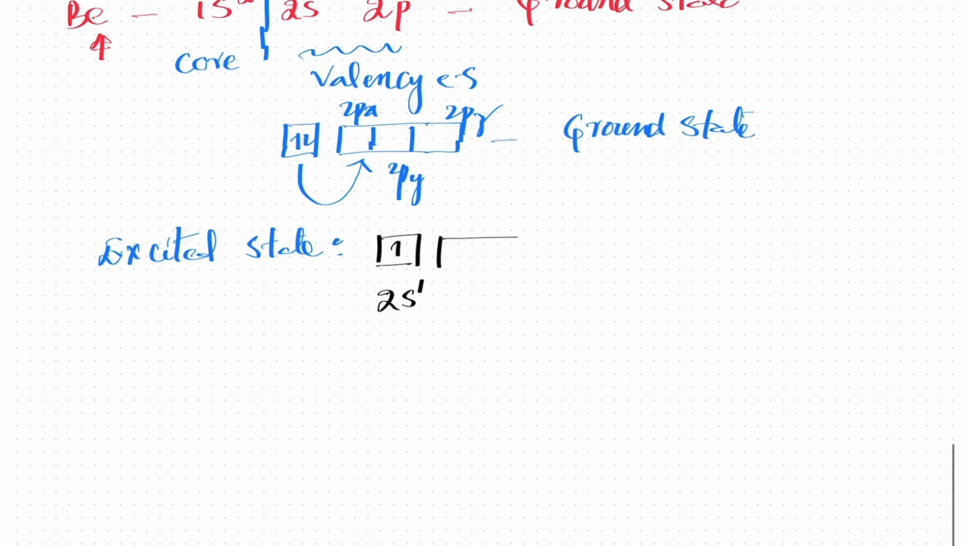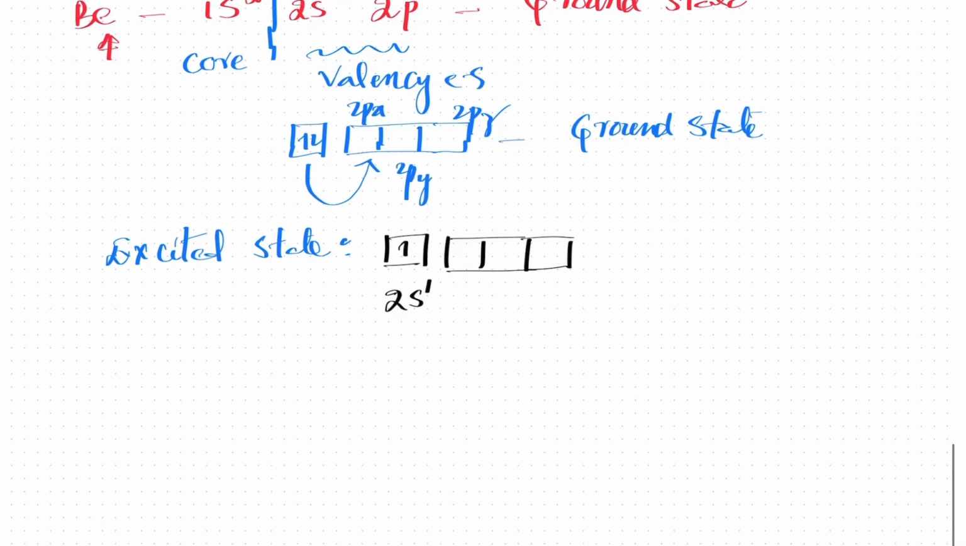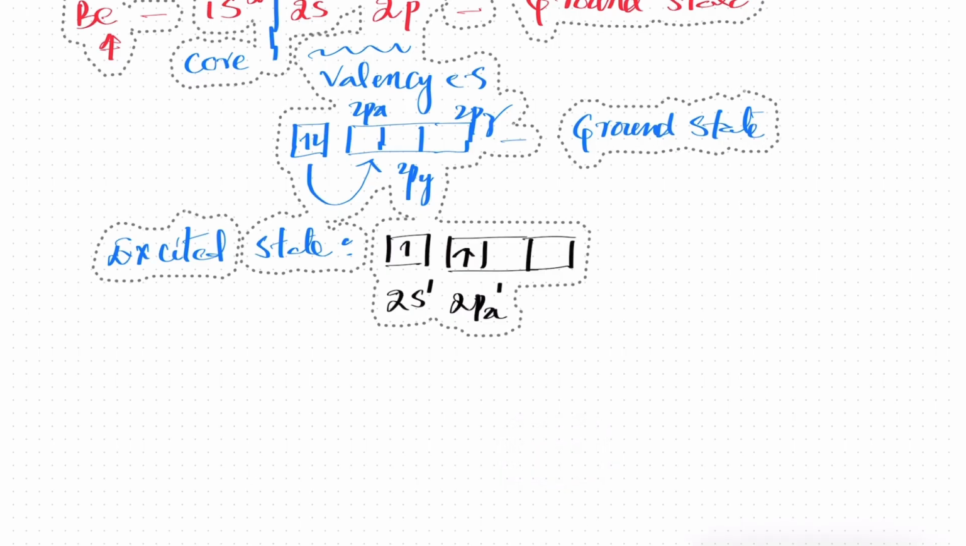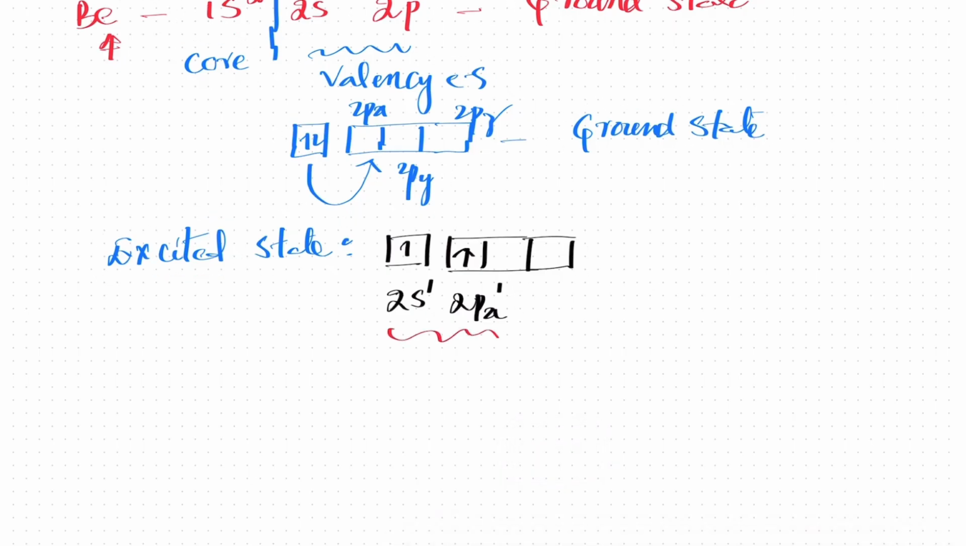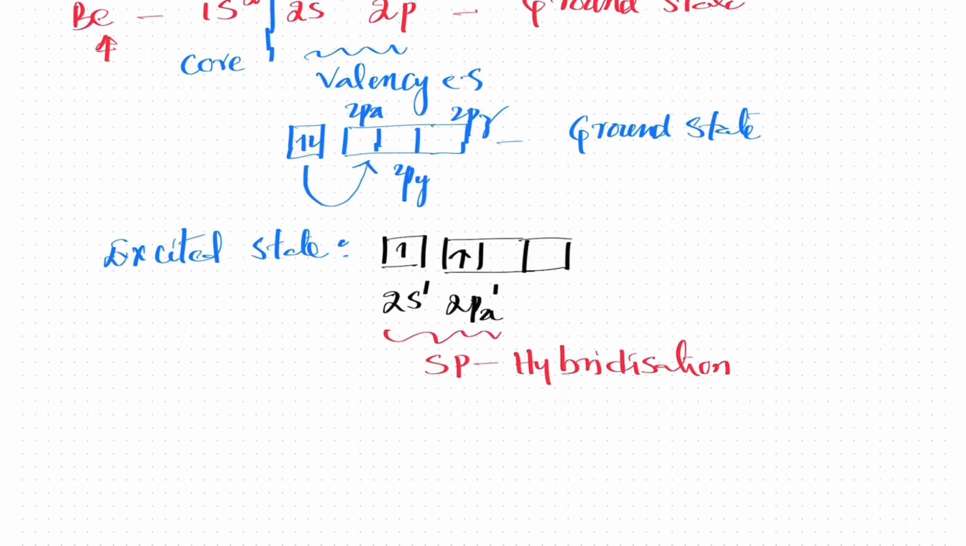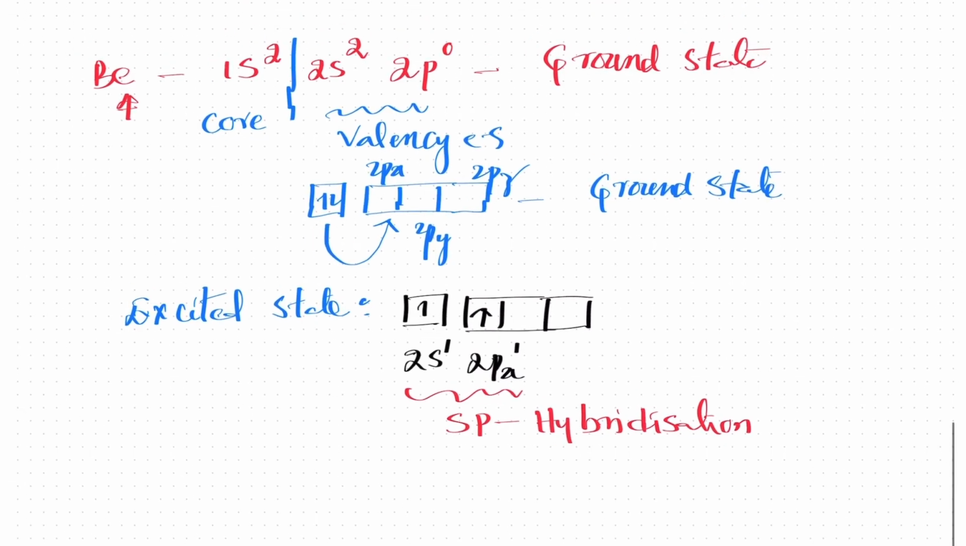And in the p orbital, that is the 2p orbital, we can see one unpaired electron. That is 2px1. Now we can see the 2s orbital and 2p orbital intermix, and from here we get sp hybridization. So what are these orbitals? Atomic orbitals. Of which atom? Beryllium atom.